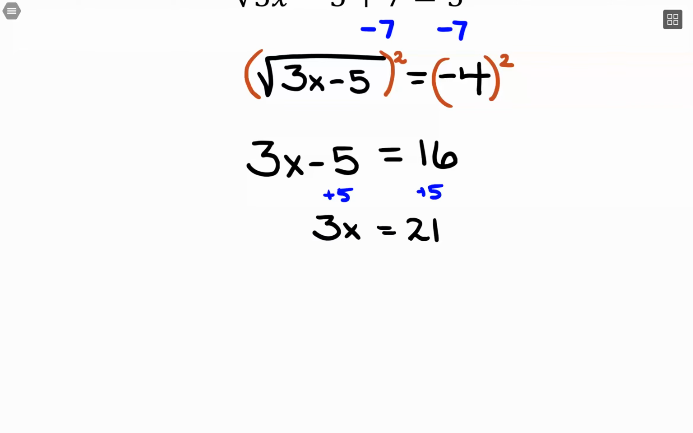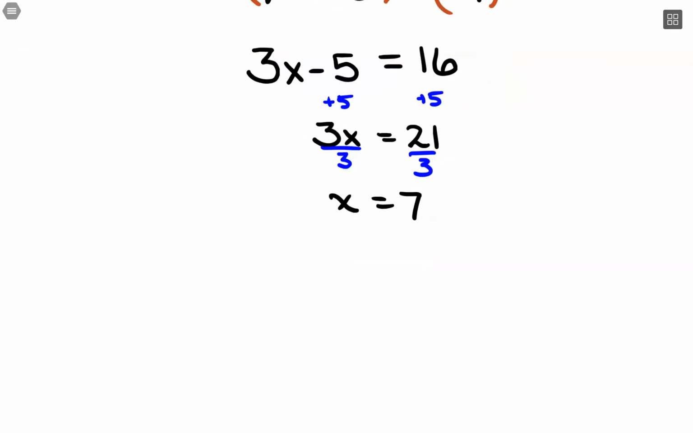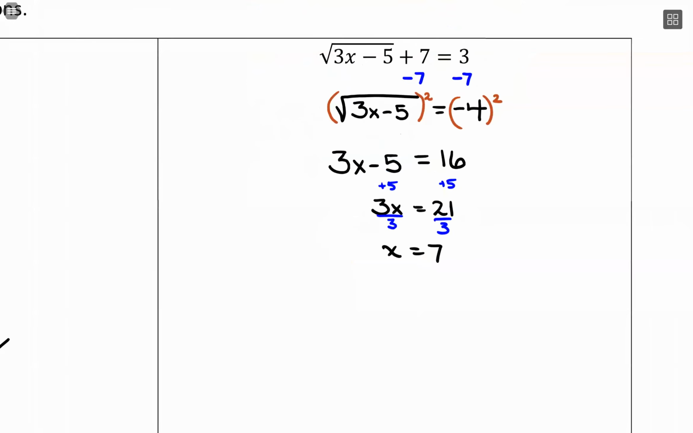Divide by 3, which will give us x equals 7. Now I need to check that it works. So what we're going to do is take the square root of 3 times 7 minus 5, plus 7 on the outside of that radical, and that should equal 3.